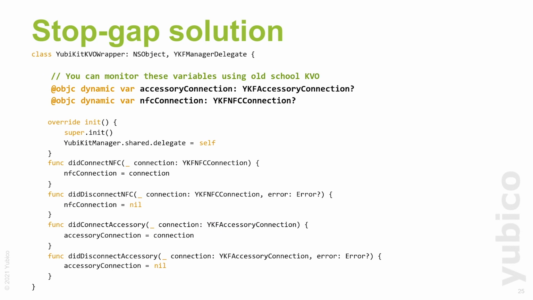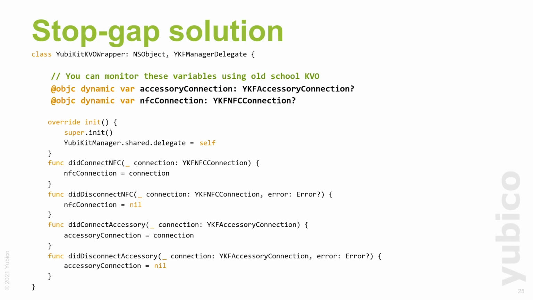So if your application depends heavily on KeyValue Observation, since we've removed that, it might be difficult for you to just switch your KVO stuff to a delegate pattern like this. You could actually do something similar to this sample here, where you implement a wrapper, a KeyValue Observation wrapper that contains two dynamic Objective-C variables, which is an accessory connection and an NFC connection in this case.